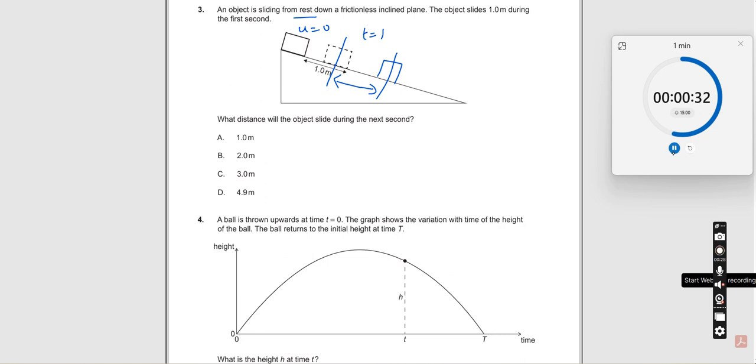Many of them think this is 1 meter here. This should also be 1 meter, which is incorrect. Let us reason this, analyze it.